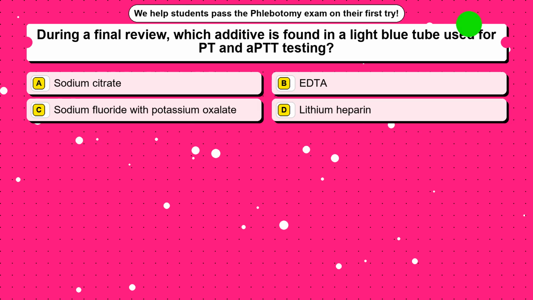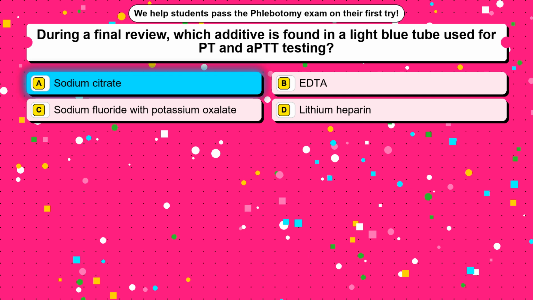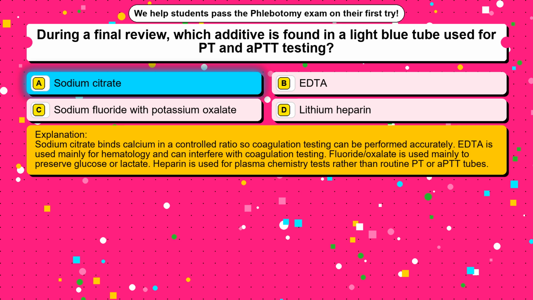Question 57. During a final review, which additive is found in a light blue tube used for patient and APTT testing? Option A, sodium citrate. Option B, EDTA. Option C, sodium fluoride with potassium oxalate. Option D, lithium heparin. The correct answer is option A. Sodium citrate. Sodium citrate binds calcium in a controlled ratio so coagulation testing can be performed accurately.